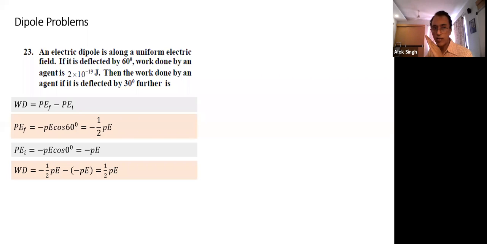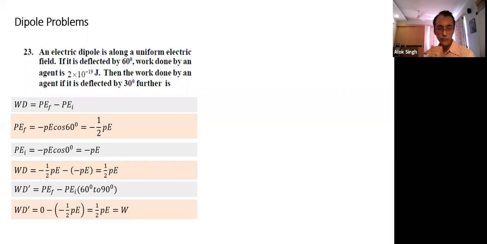Second case, what will be the initial value? 60. Final value, rotated by another 30 degrees, is 90. So 60 to 90. What will be the final potential energy corresponding to 90? At 90 it is 0, and at 60 it is minus P by 2. I substitute the values. I get P by 2. So work done, W dash, also is equal to P by 2, which is equal to W.